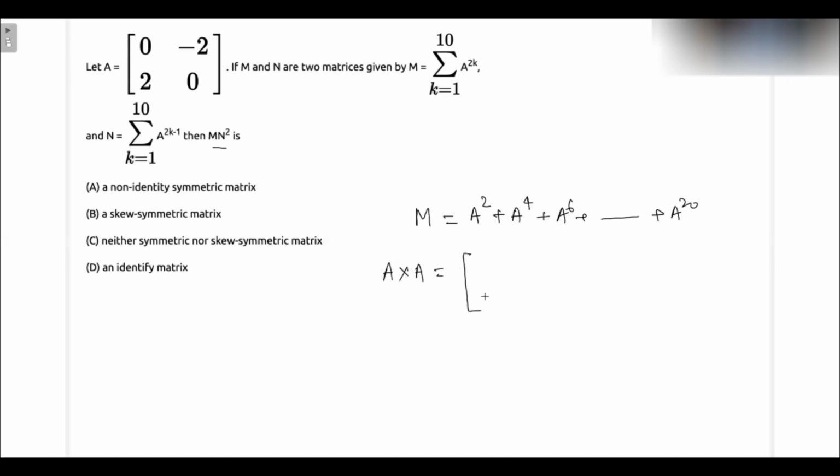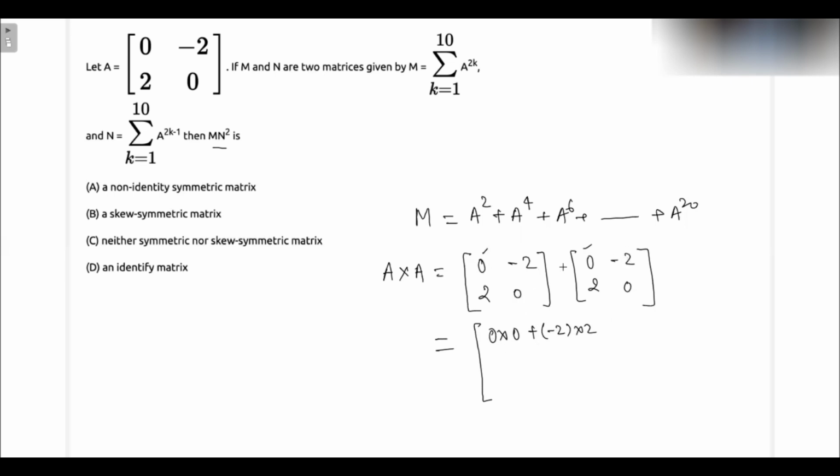And for that, we need to multiply this matrix, which is 0, minus 2, 2, 0, with this 0, minus 2, 2, and 0. Now, we know the rule of multiplication. Row elements would be multiplied with column elements. So we'll multiply 0 with 0. So let's write it down once. So 0 into 0 plus minus 2 into 2.